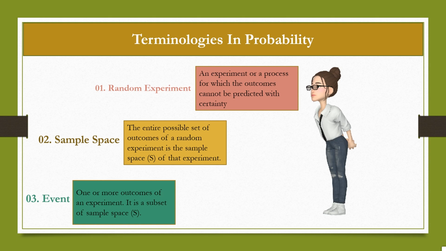So 1 to 6 are your possible outcomes that represent the sample space. Now, an event is one or more outcomes of an experiment. In this case, my event is to get a 2 when I roll a dice. So, guys, this is generally what random experiment, sample space and event really mean.